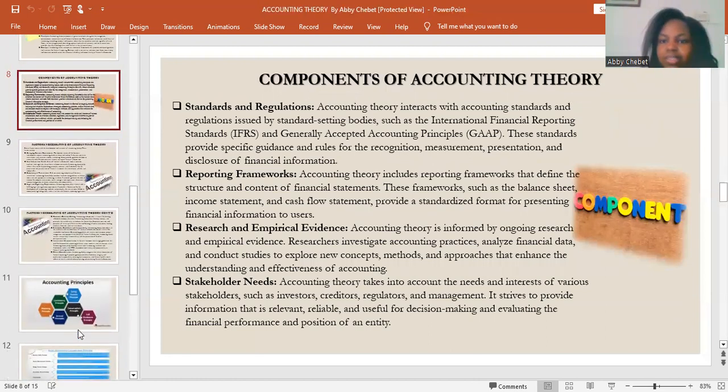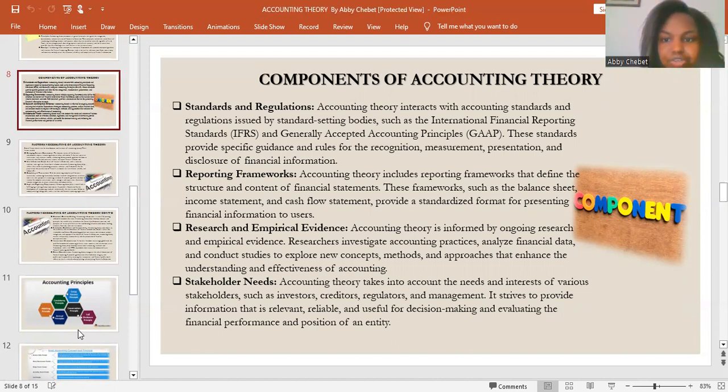We're going to be looking at the components, which means what the accounting theories have in them. The first one is the standards and regulations. These are the set rules issued by standard setting bodies. You can mention some of them, which include International Financial Reporting Standards, IFRS, and Generally Accepted Accounting Principles.